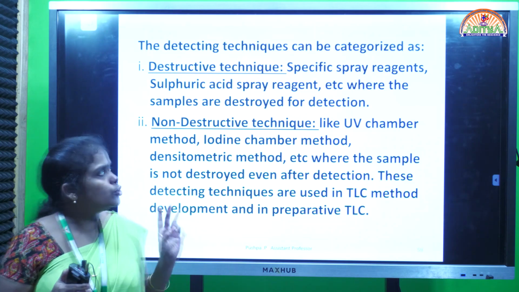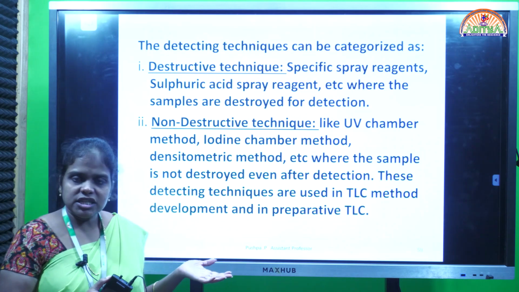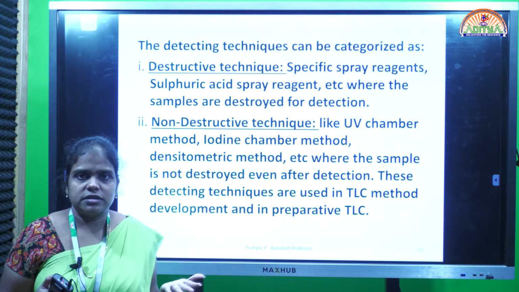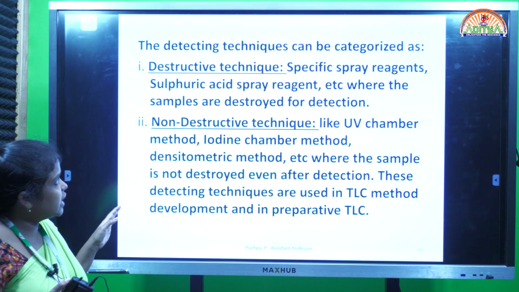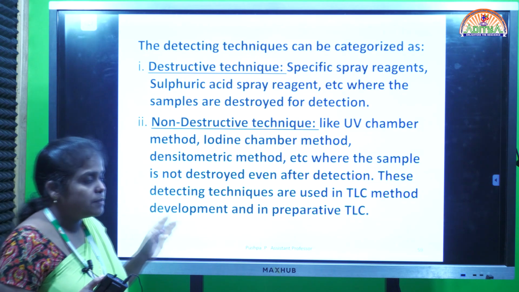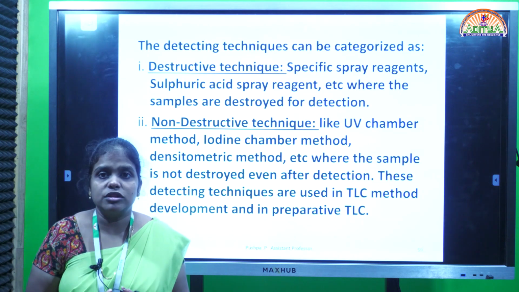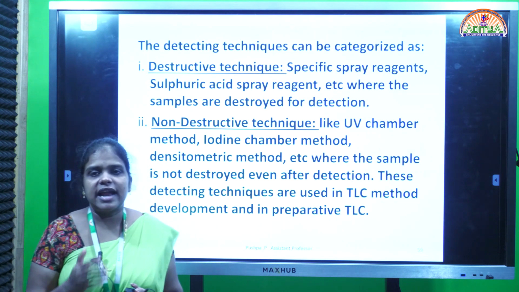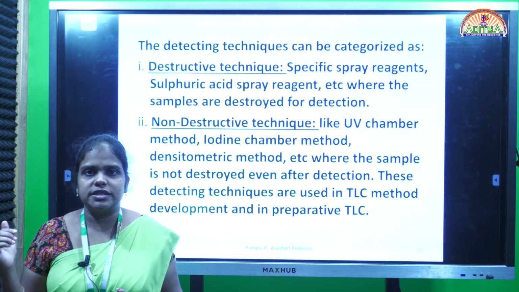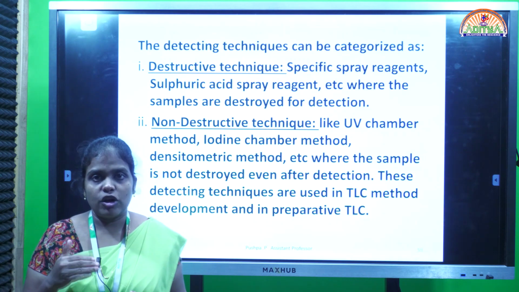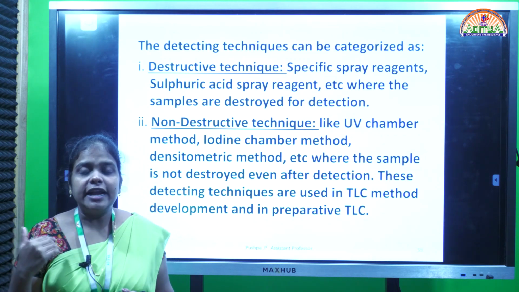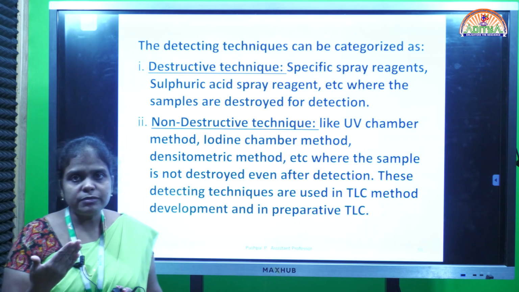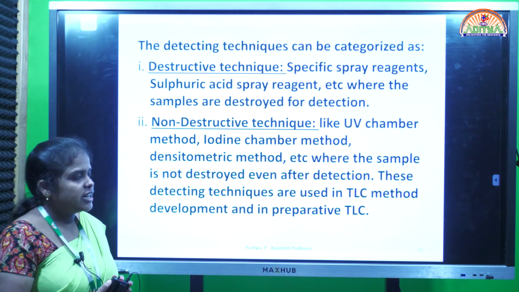All these are non-specific methods, and based on the nature of these methods, the specific methods and non-specific methods are again divided into two types. That means for the specific method and for the non-specific method there are other names as well: destructive techniques and non-destructive techniques. The specific method is also called a destructive technique. We already discussed Dragendorff's reagent for alkaloids, ferric chloride for phenolic compounds and tannins, and ninhydrin reagent for amino acids. Those are specific methods, and they are also called destructive techniques.